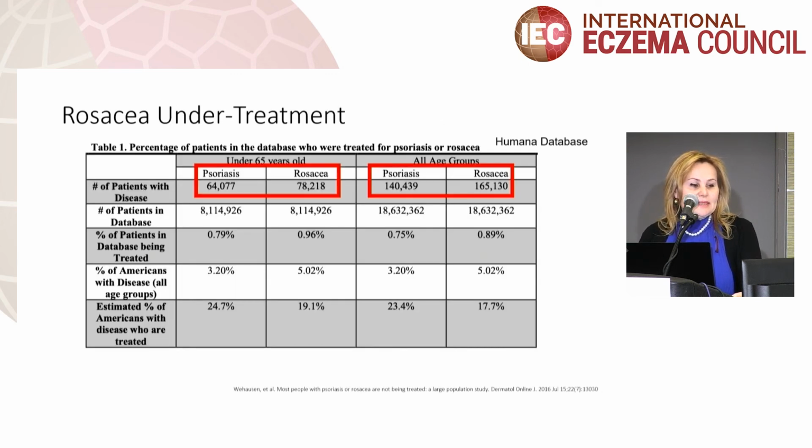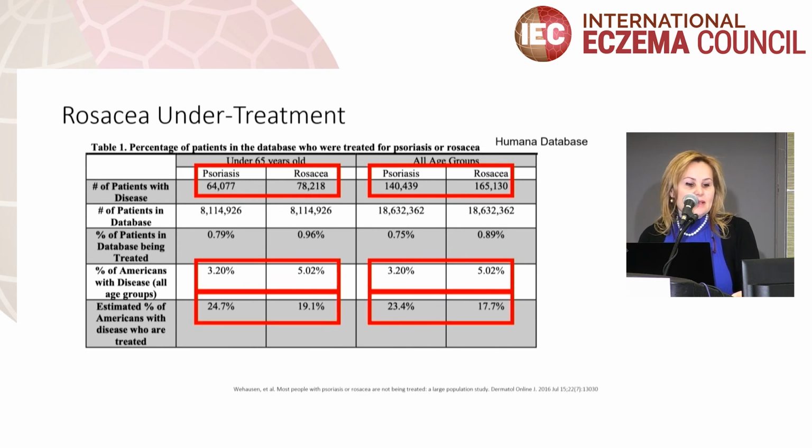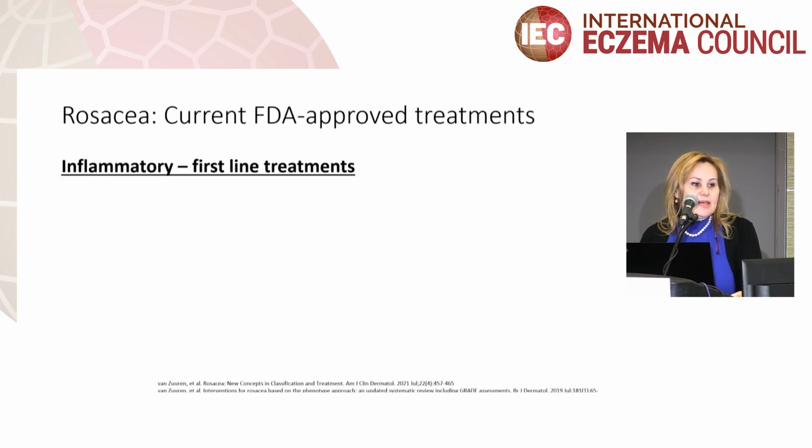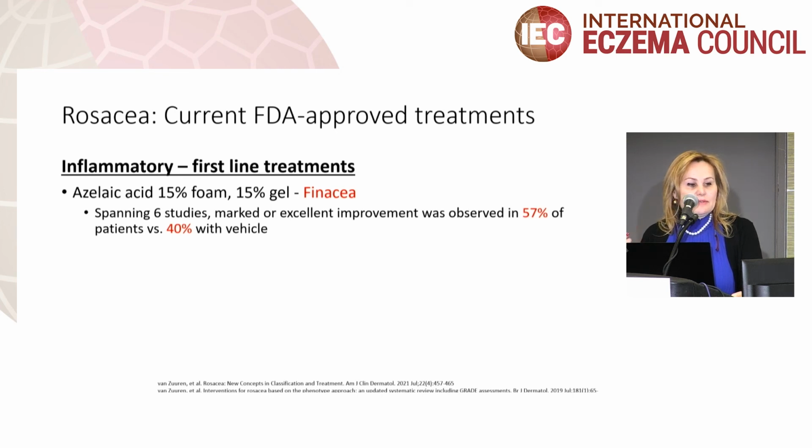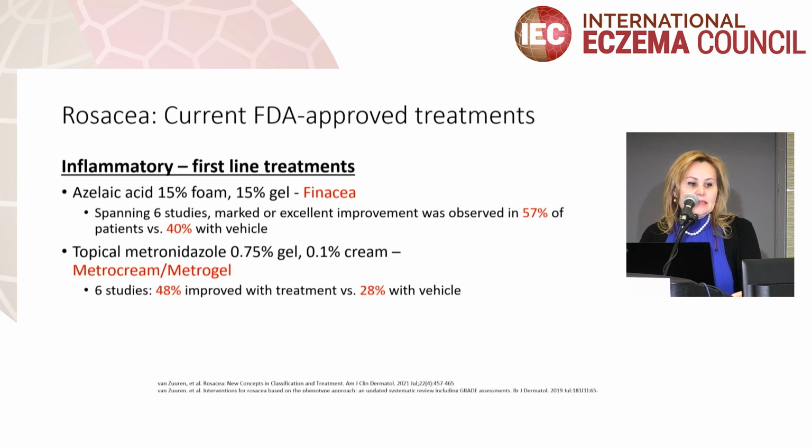Now, when we look at how many patients have rosacea and how many are untreated, it's actually more than psoriasis, believe it or not. So it's something to remember, and patients are not happy about their treatment. For current FDA-approved treatments, we need to think about treating the inflammatory component or the erythema. Inflammatory first-line treatments include azelaic acid, Finacea, and as you see, it's only marginally or modestly improving the disease.